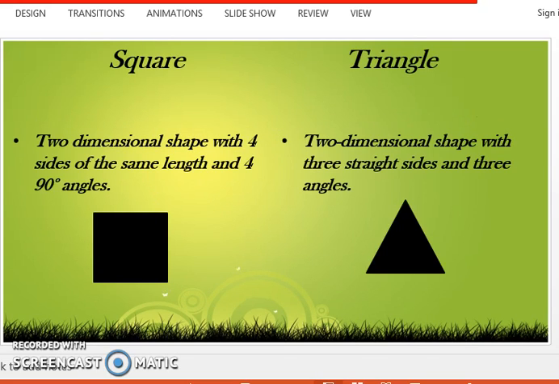Square. It's a two-dimensional shape with four sides of the same length and four angles which are of 90 degrees. What is a triangle? It's a two-dimensional shape which has only three sides and three angles.